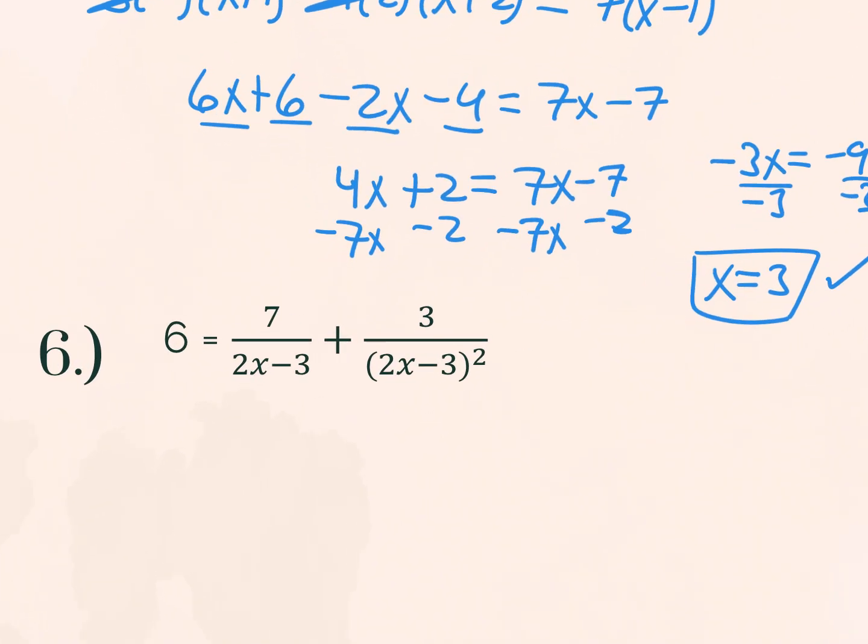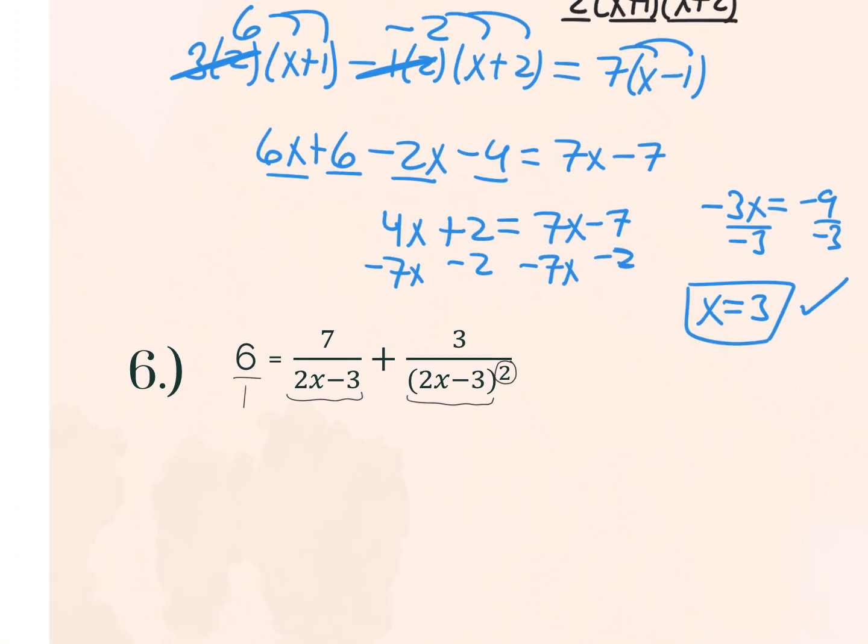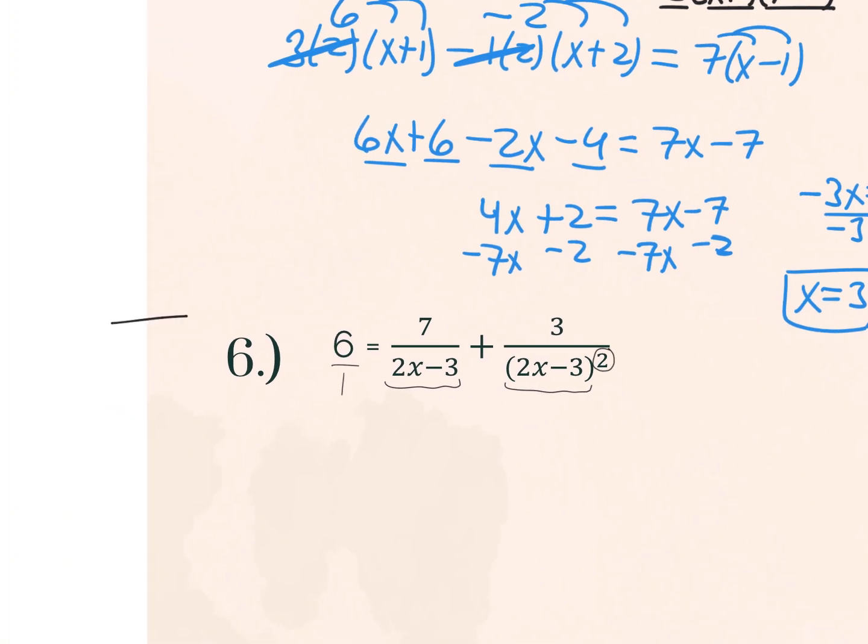So it looks like I have nothing over the 6, so I'm going to write a 6 over 1. I have a 2x minus 3, and then I have 2 of these 2x minus 3s. So really my least common denominator is going to be both of them. It's 2x minus 3 squared, which is the same as 2x minus 3 times 2x minus 3. Not only is there one of them that they share in common, but this one has 2 on the bottom, so I'm going to need to write 2 of them. That is actually my least common denominator.